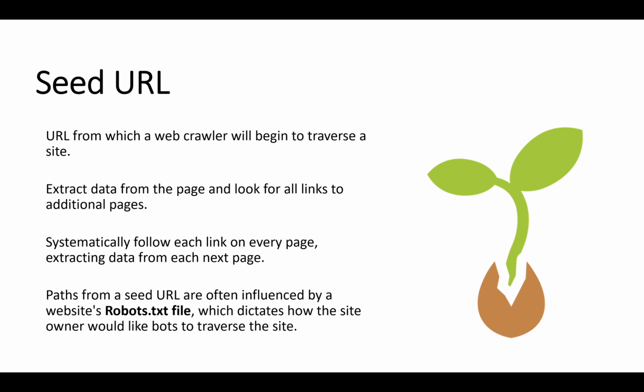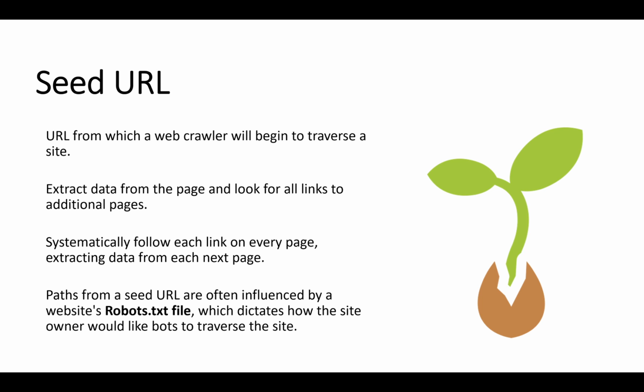Sitemap basically contains a map of the entire site. So when the robot sees the sitemap, it's very helpful for them because they can just go to the sitemap and have everything there, instead of crawling and trying to figure out everything on their own. Okay, so this is the seed URL.